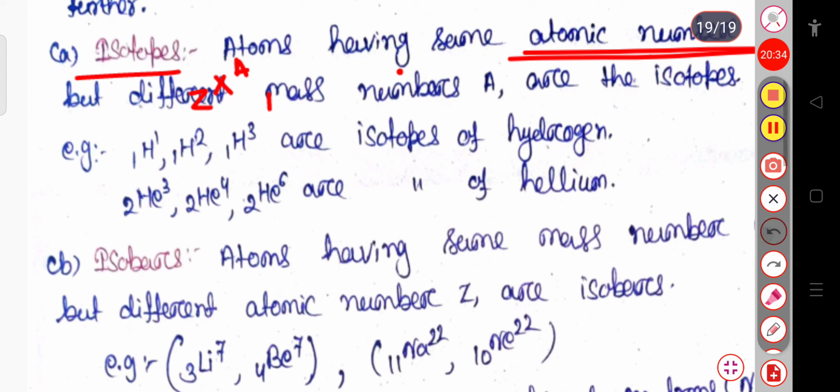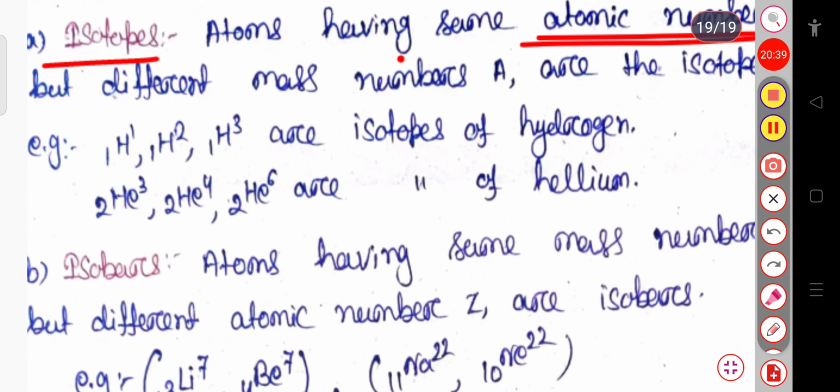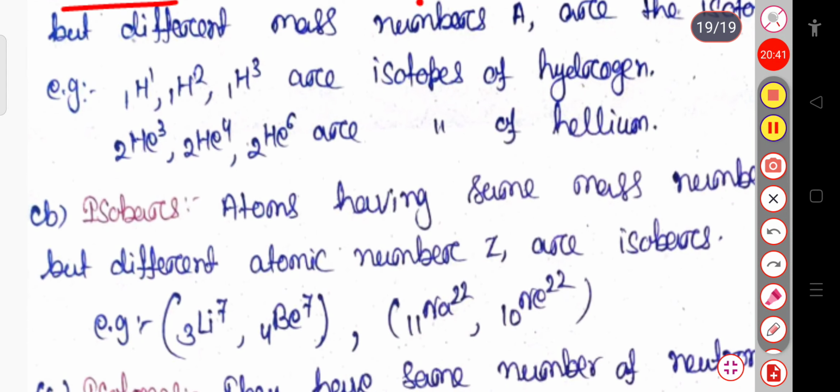So 1H1, 1H2 and 1H3, these are called the isotopes of hydrogen. And similarly in the case of helium, you can see the Z value of helium is 2, but the mass numbers are 3, 4, 6. So these are called the isotopes of helium. Okay, now let us see the isobars.